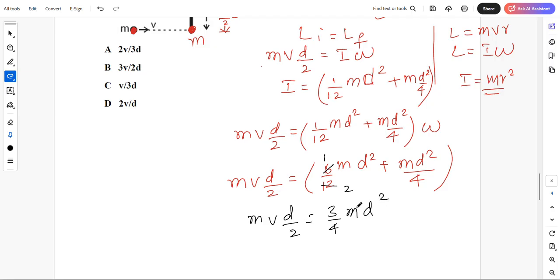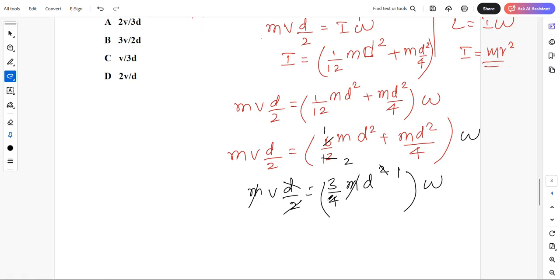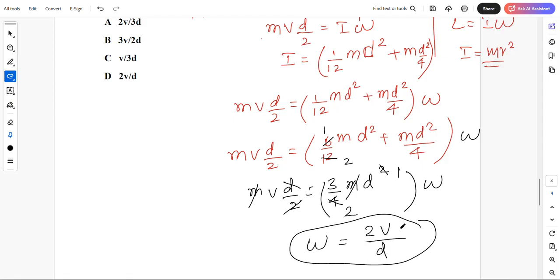Right. Then this m gets cancelled, and this d and this d square will become d. You are supposed to find out omega, which is here. So omega will be equal to how much? I can write 2 times, and divide this. Therefore omega is equal to, after cross multiplication, 2 into v, and d is remaining. Omega is equal to 2v by d, and again 3 is also there, so 3d. 2v by 3d is the right answer.